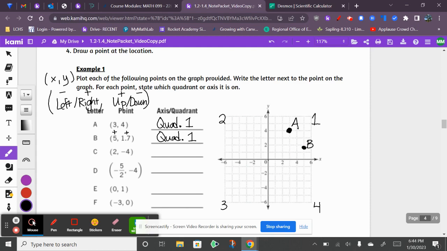For C, it's at 2, -4. So I'm still going to go to the right 2, but then I'm going to go down 4. So this will give us point C. This we can see is in quadrant 4.